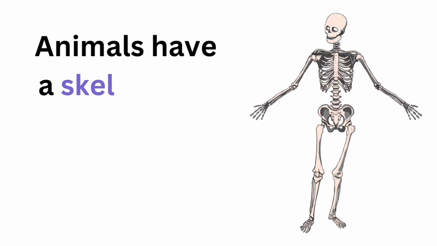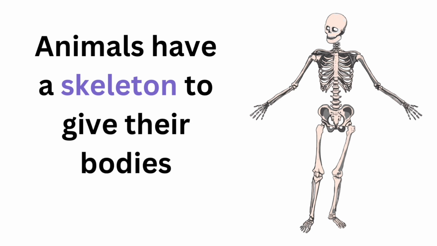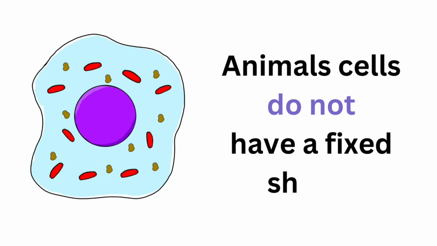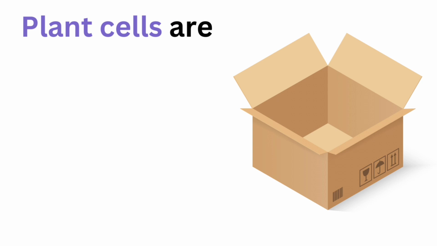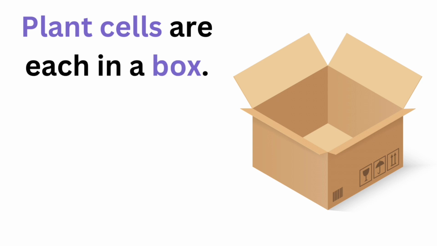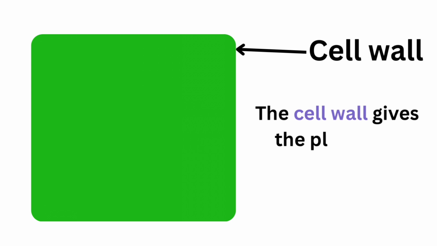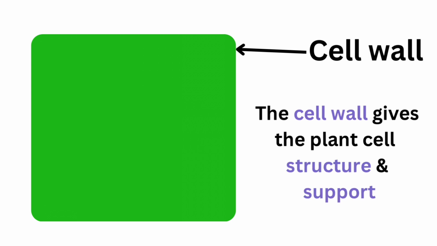Animals, including humans, have got a skeleton, and the skeleton gives their body support and shape. This means that our cells don't have to have a fixed shape because the shape of our body is controlled by our skeleton. However, because plants don't have a skeleton, each of their cells is put into a box, and this box is called the cell wall. And here you can see I've drawn a diagram of this box, the cell wall. And this cell wall, or this box, gives the plant the structure and support that we get from our skeleton.